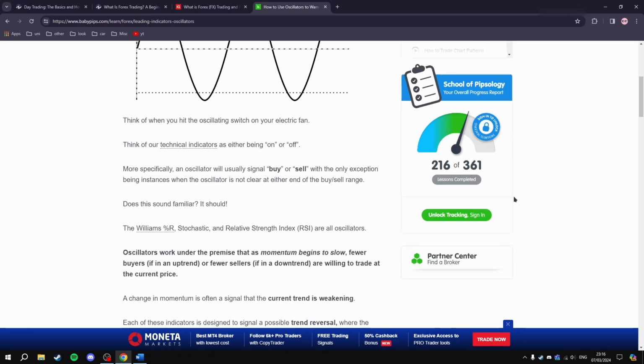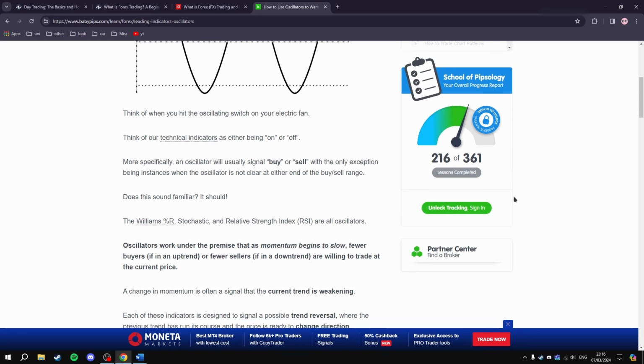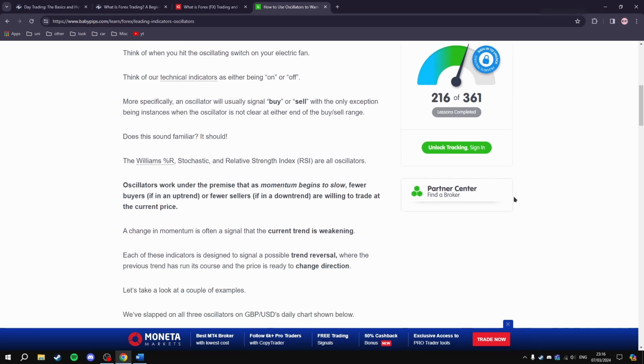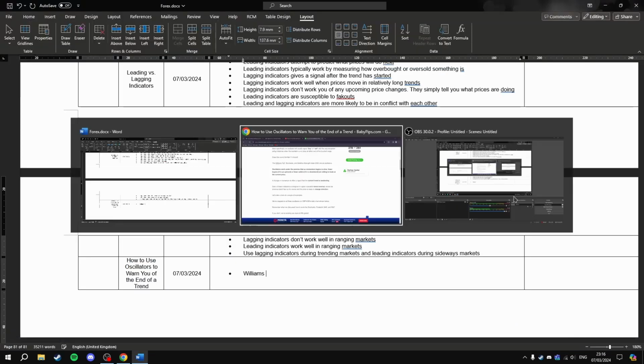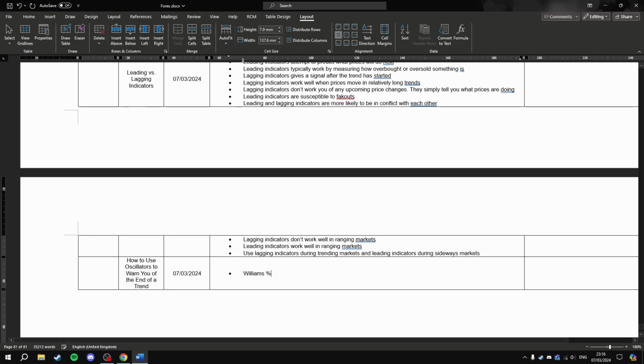More specifically, an oscillator will usually signal buy or sell, the only exception being instances when the oscillator is not clear at either end of the buy-sell range. Does this sound familiar? It should. The Williams percentage R, stochastics, and relative strength index are all oscillators. They signal buy-sell. Williams percentage R, stochastics, and RSI are all oscillators.